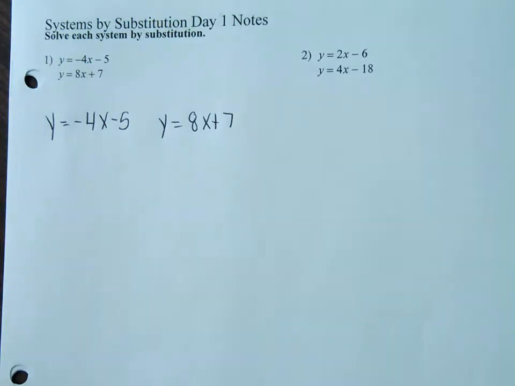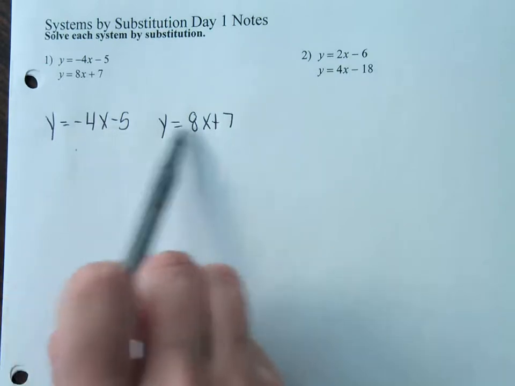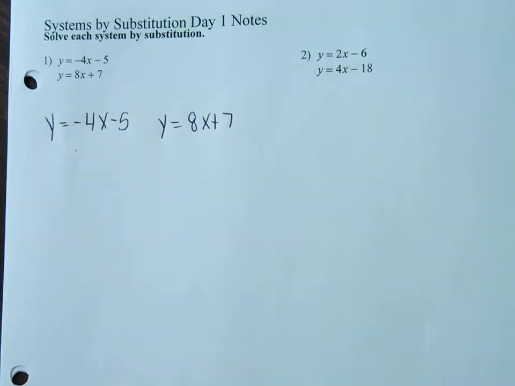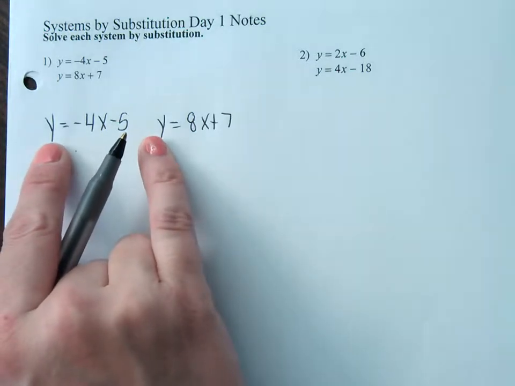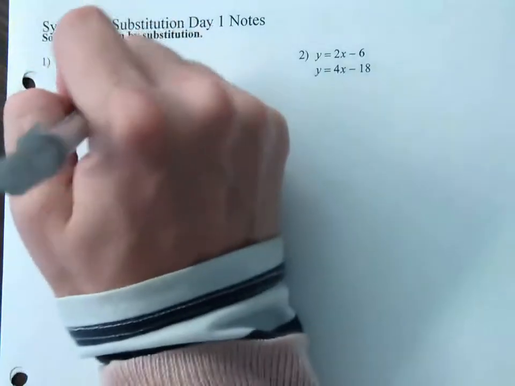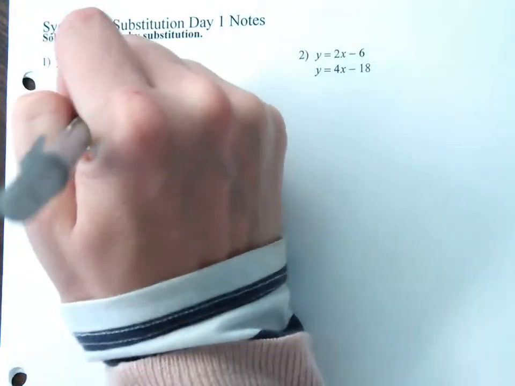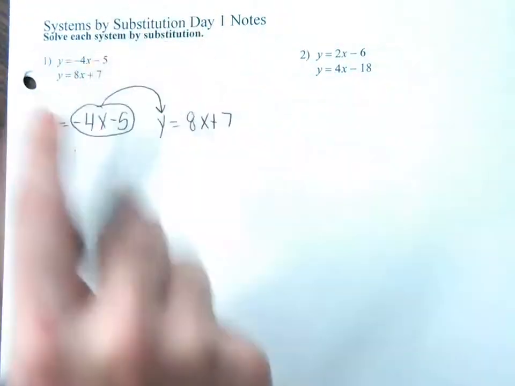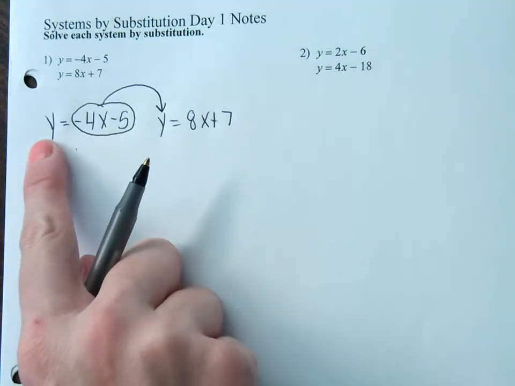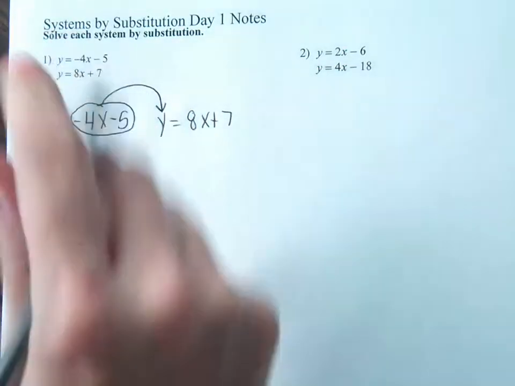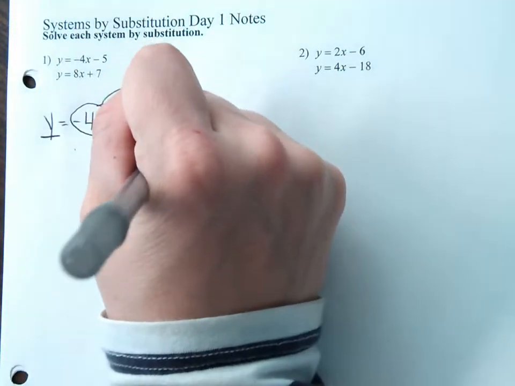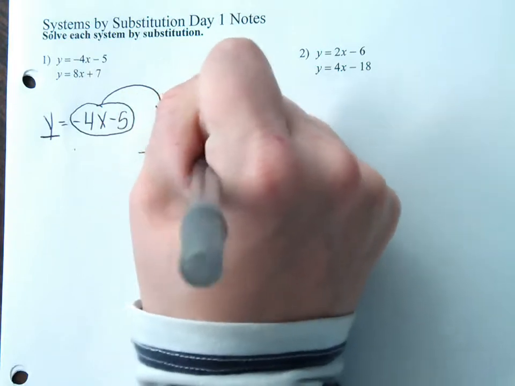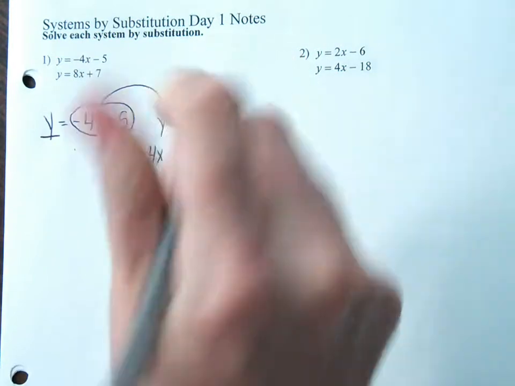Alright, looking at the first example. I like to write mine side by side just because I do lots of arrows and stuff like that. So we can start with either equation because they're both solved for a variable. It doesn't matter where we start. They're both solved for y. So we're basically taking one part of this. Since this says y equals, this is telling me to put this in for y in the other equation. So I have negative 4x minus 5 equals 8x plus 7.